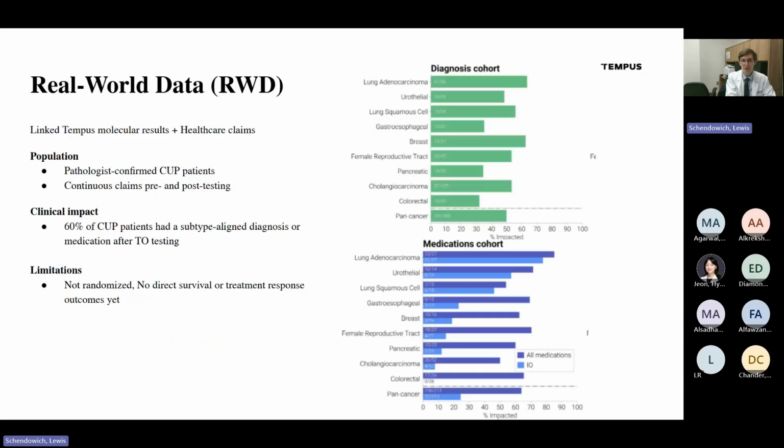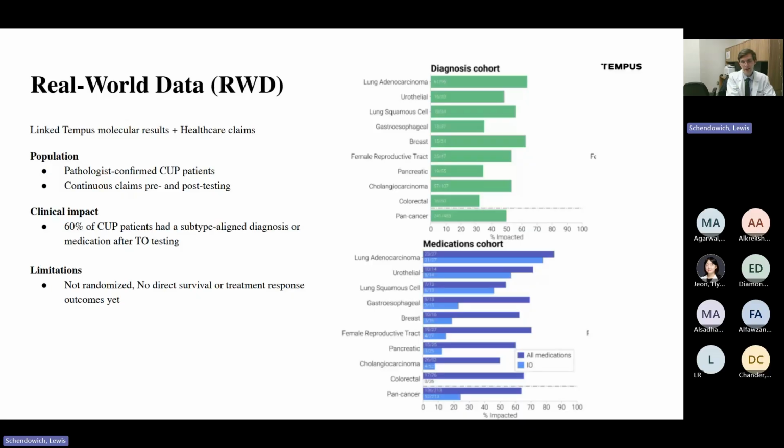Now they actually did present some real-world data to see how physicians in the real world are using this. What they did is they ran Tempus TO and used data from healthcare claims. So the population was specifically from pathologist-confirmed cancer of unknown primary patients. They looked at continuous claims pre and post testing. They found that after the test had been ordered, around 60% of cancer of unknown primary patients had a subtype aligned diagnosis or treatment after the testing.